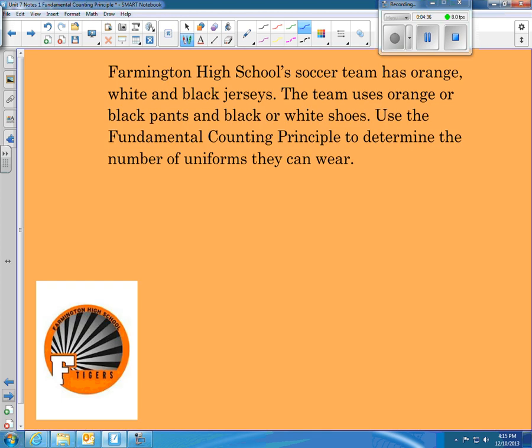So if we look here at our first example, it says Farmington High School soccer team has orange, white, and black jerseys. The team uses orange or black pants and black or white shoes. So use the fundamental counting principle to determine the number of uniforms they can wear. So here we have choices, okay? So we have our jersey choice, we have our pants choice, and then we have our shoe choice.